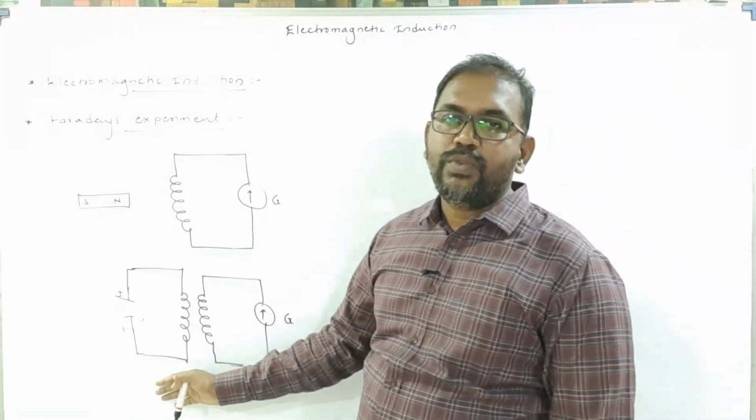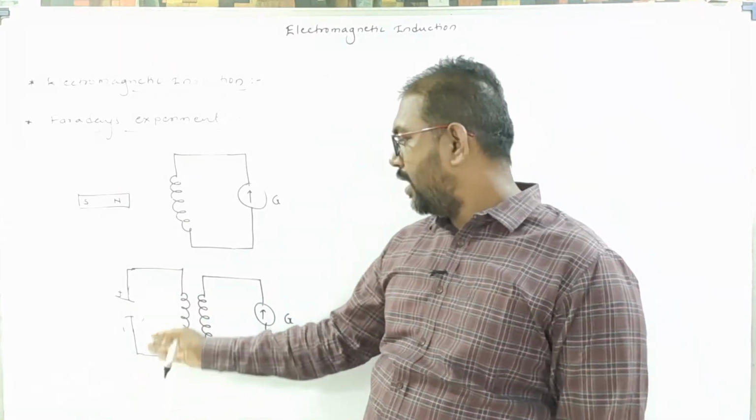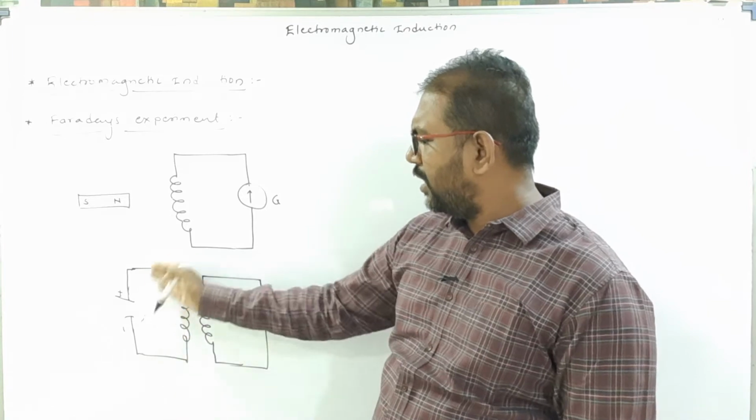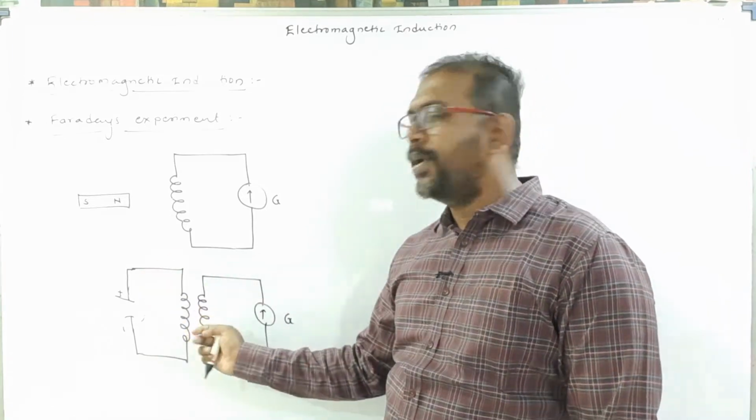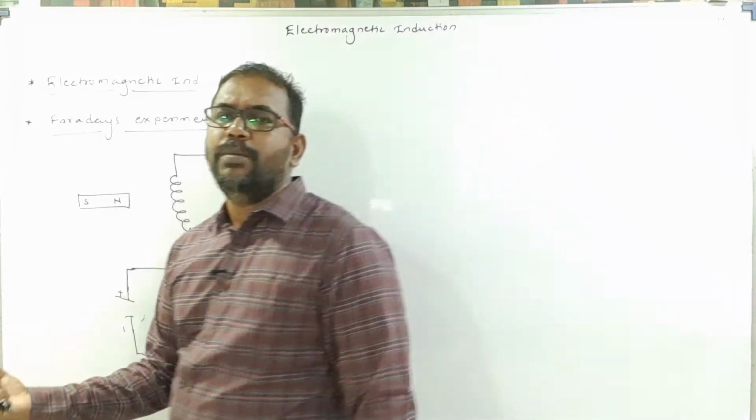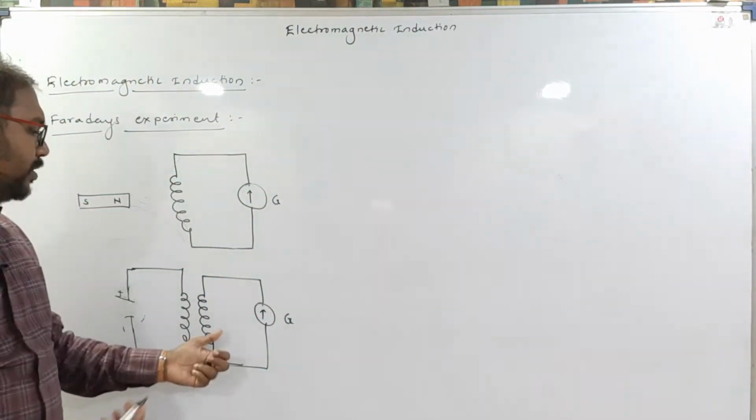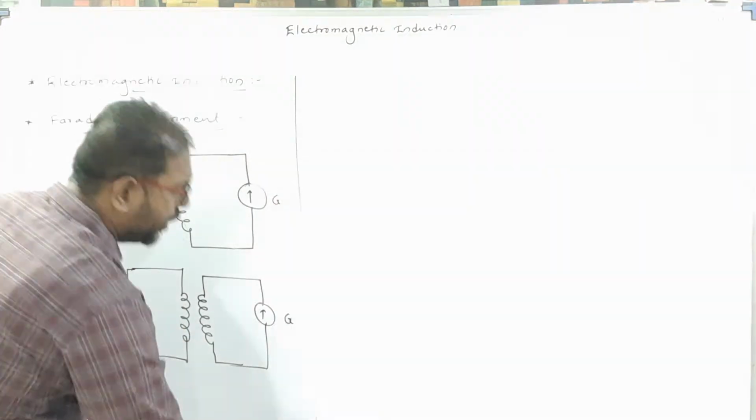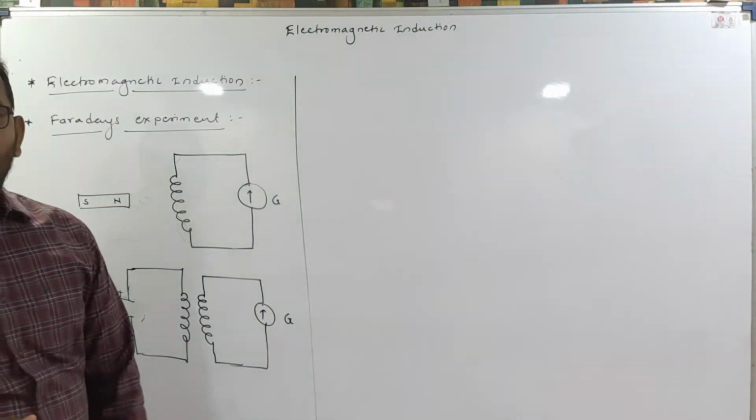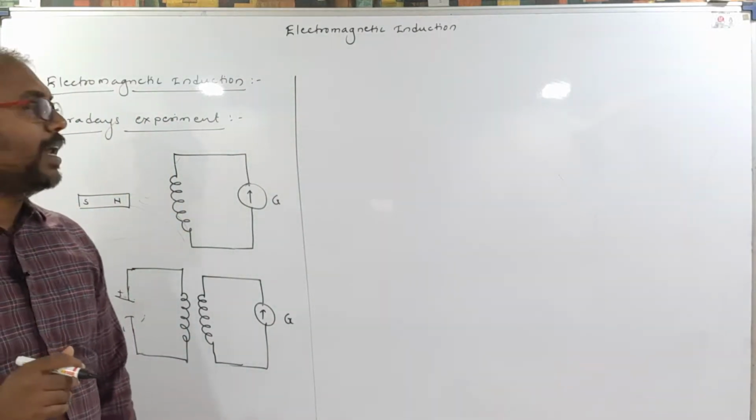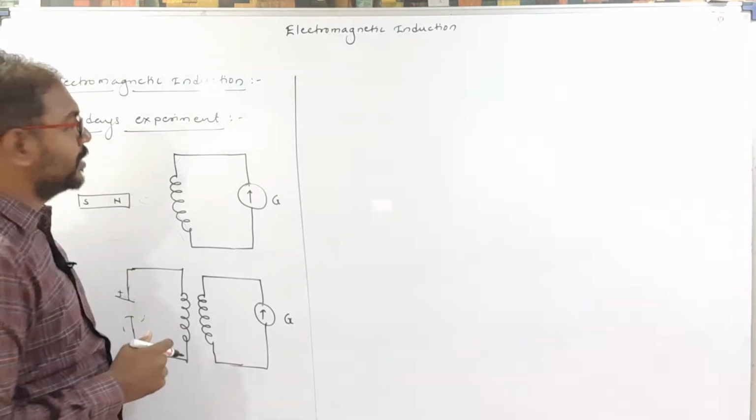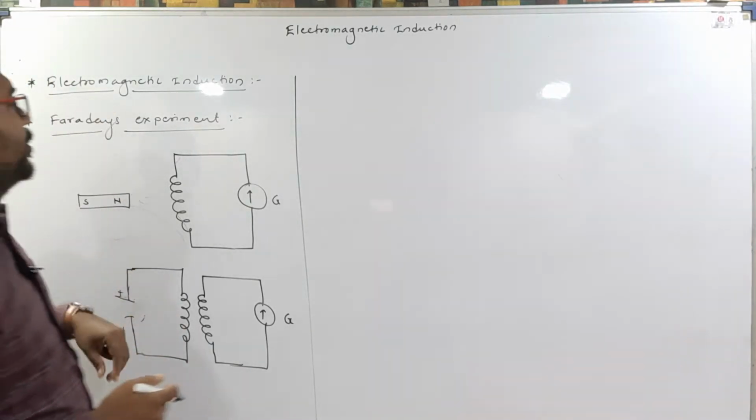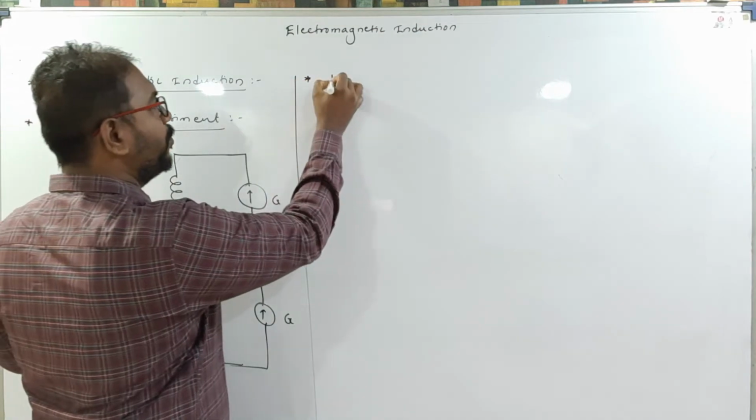Again, when we switch off the current through this coil, at that moment also we can see a little EMF or current induced in the other coil. So in simple words, EMF is induced only when the magnetic flux associated with the coil changes. Now, the conclusion of this experiment, Faraday's experiment, is written in the form of Faraday's law.